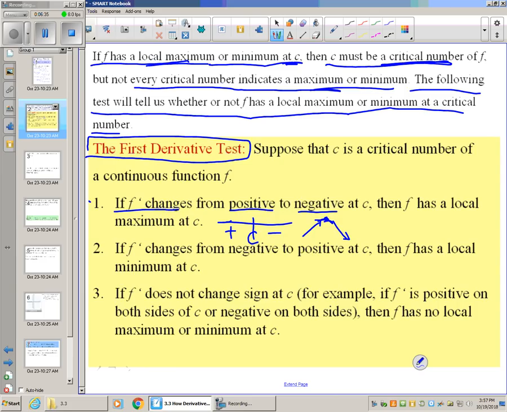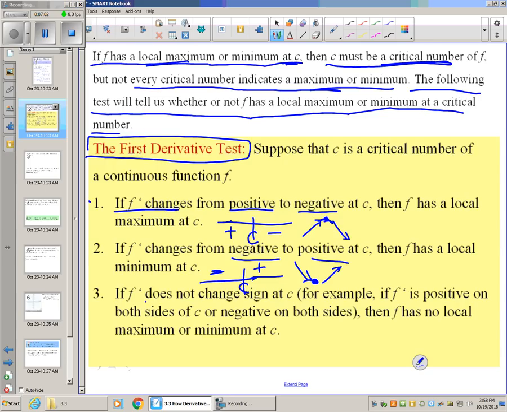Same thing for number 2. If f prime changes from negative to positive at c, then it has a local minimum. Think about it again. If I had c on some number line, and to the left of it my derivative is negative and to the right it is positive, that means that I have a negative slope going to a positive slope. That indicates that we have a minimum.